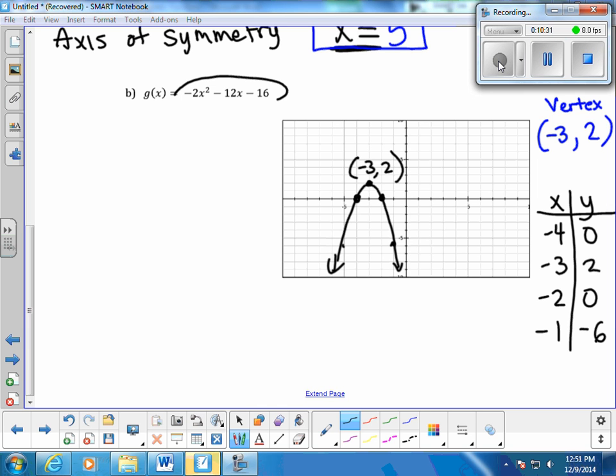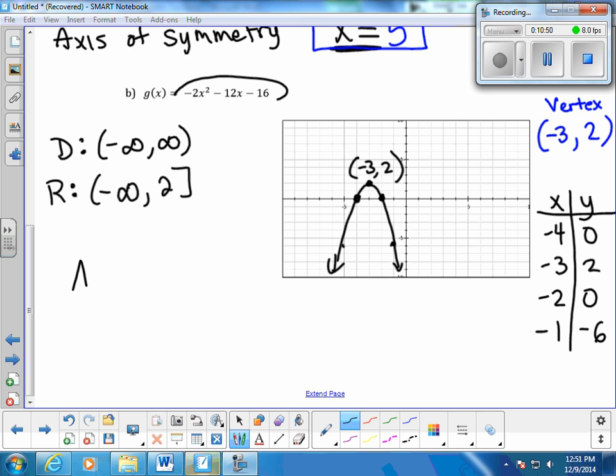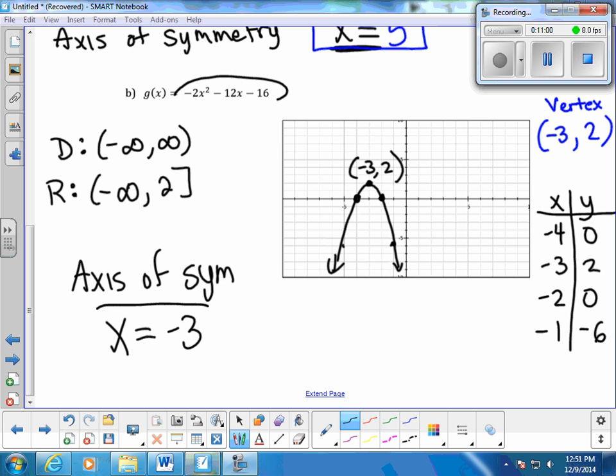So the domain would be -infinity to +infinity. The range is going to be the bottommost y value, which are arrows pointing down, to the topmost y value, which is 2 with a bracket. The axis of symmetry is always going to be x equals whatever the x value of the vertex is. So in this case, x equals -3 is the axis of symmetry.